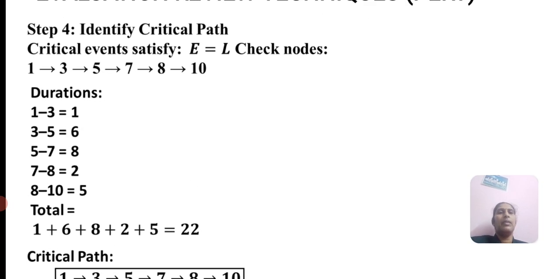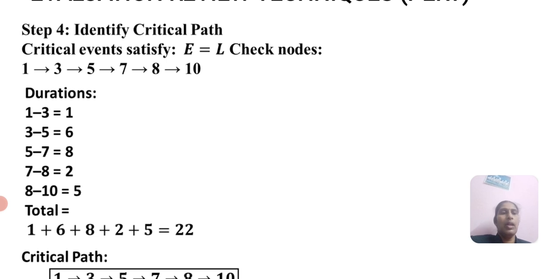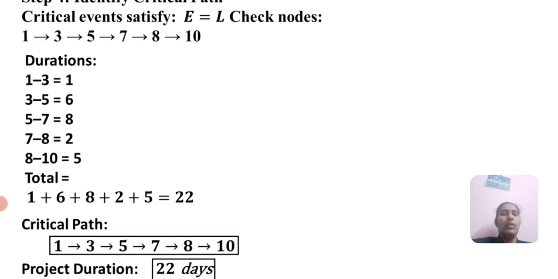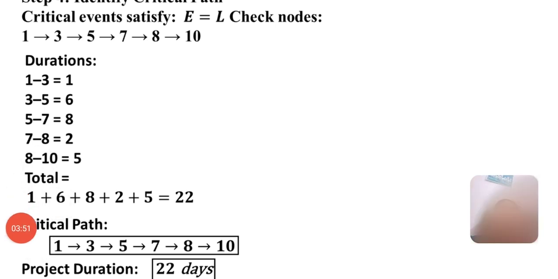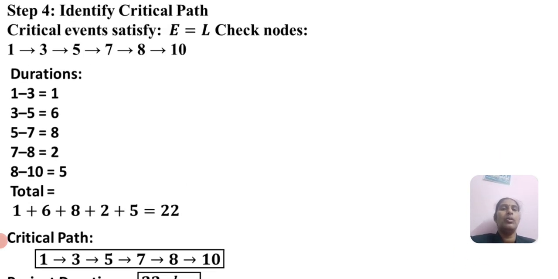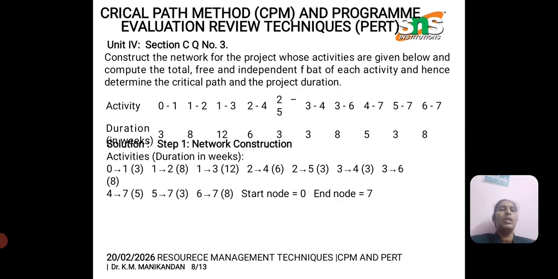After finding the backward pass values, we have to find the critical path. The critical path is the longest duration path. Here the longest duration is 1 plus 6 plus 8 plus 2 plus 5, which is 22 weeks. The critical activities are 1 to 3, 5 to 7, 8 to 10. So the project duration is 22 weeks.